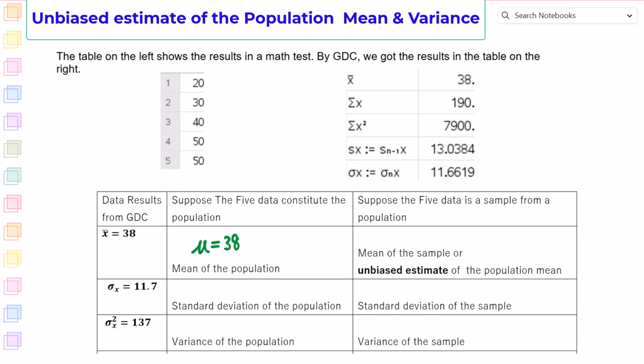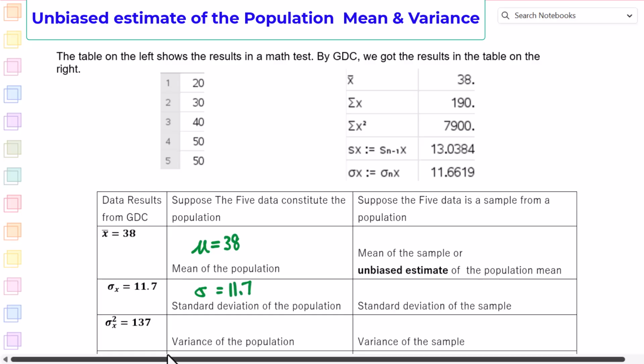This standard deviation of the population sigma equals 11.7. The variance of the population sigma squared equals 137. Suppose the 5 data above is a sample from a population. Then the mean of the sample x bar equals 38. As you know, we do the calculation about samples so that we can estimate the parameters of the population.